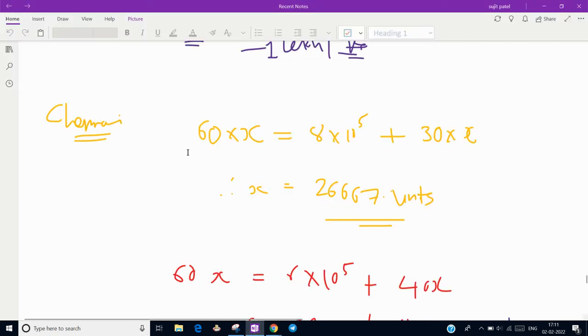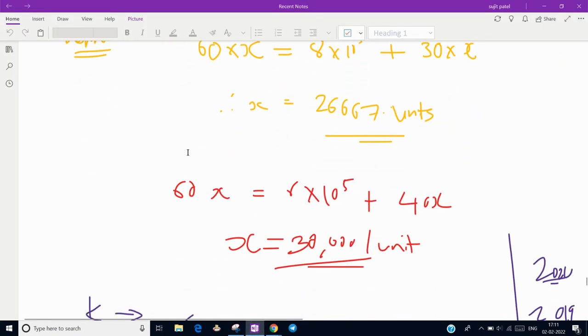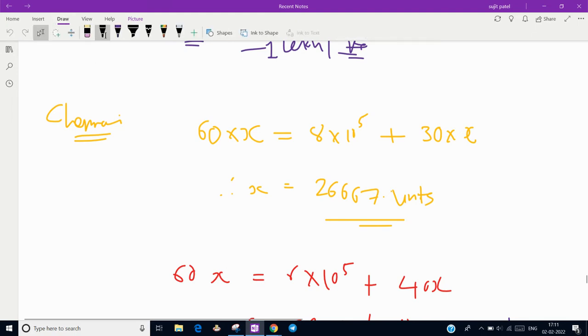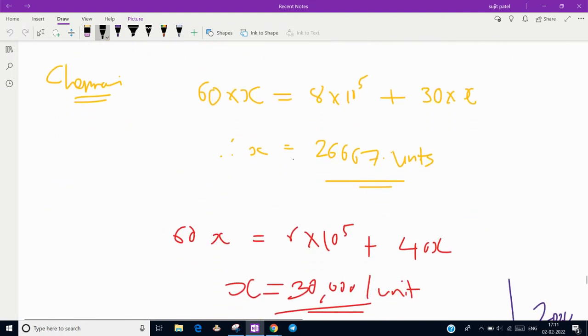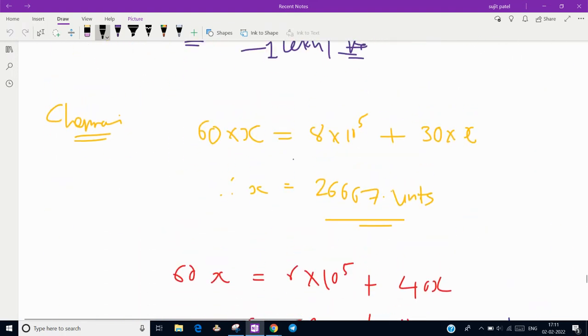Hello everyone, and before starting today's video, in yesterday's question the last few minutes were not covered. So let's see that first. Most attractive location we have seen is Chennai, but also find out the break-even quantity. Break-even quantity means where total selling cost and total investment cost will be the same.